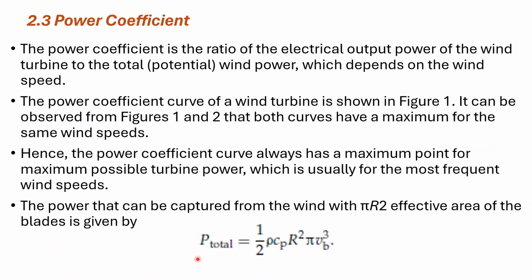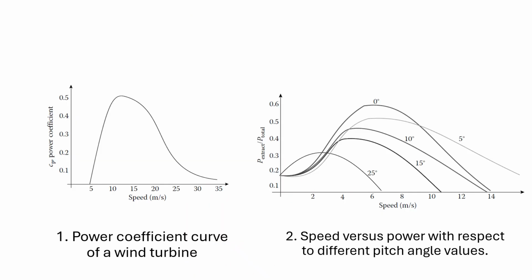This is the equation representing the total power. This is the power coefficient curve for a wind turbine. This is speed versus power coefficient, and this is the total extracted power versus the speed. So this helps us observe that the power coefficient depends on the specific design of the wind turbine, and each wind turbine has its own power coefficient that depends mainly on the tip speed ratio.